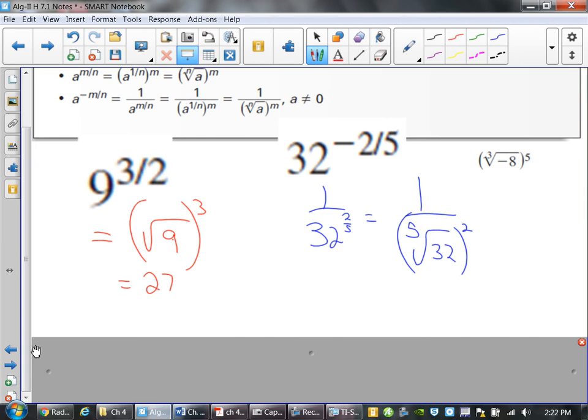So now you have to think about, what 5 numbers that are exactly the same, when multiplied together, give you 32? 2. So what's the 5th root of 32? 2. What's 2 squared? 4. So therefore, 32 to the negative 2/5 is 1/4. Done.